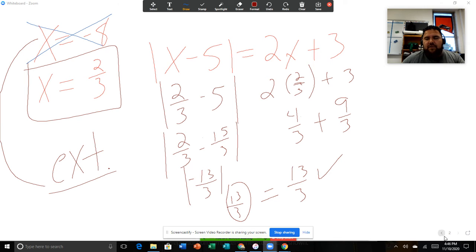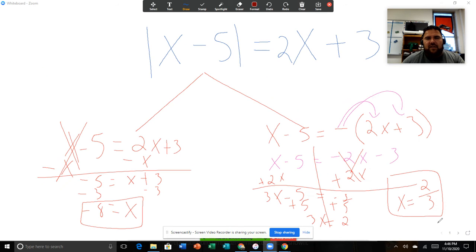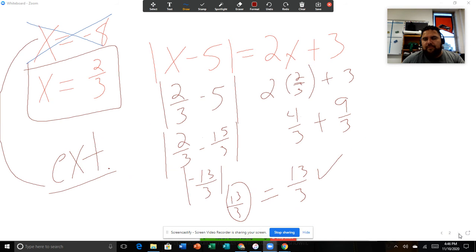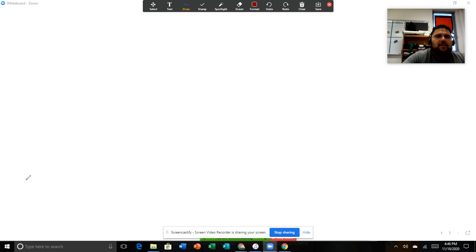Now, make sure that you notice right here. I'm going to go back to this page. See how I created my two equations, right? On the second equation, I'm negating the whole entire equation so that I can solve. Let's work through one more. Okay, let's try this. Let's try the absolute value of 6x minus 4 is equal to 2x plus 8.